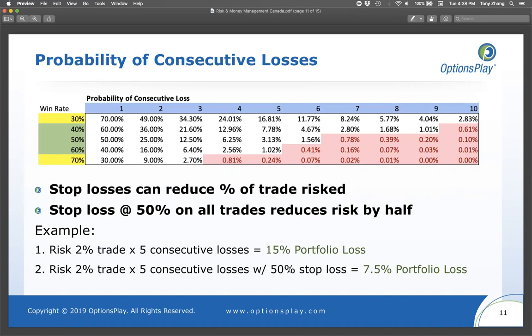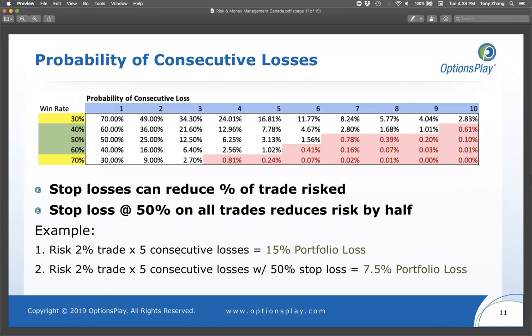Again, I apologize for the typo on this. I will actually fix that before I send out the recording with the slides. But I hope this illustrates the fact that if you do place stop losses on all your option orders, you can further reduce your risk on a specific trade by putting in a stop loss.